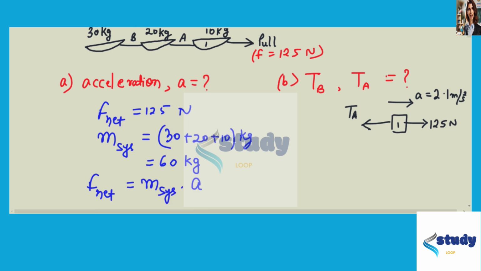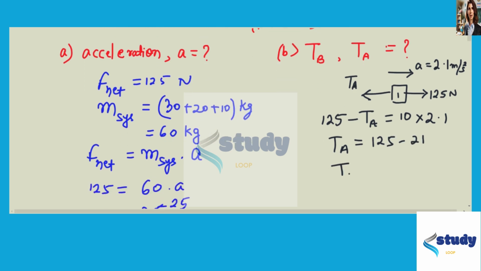So we'll apply again Newton's second law. So since this sled is going to the right, 125 minus TA will be the net force, and this will be the mass of this object 1, that is 10 kg, times the acceleration. So if we solve this, we get the value of TA, that is 125 minus 21. So this tension in A comes out to be 104 newtons.